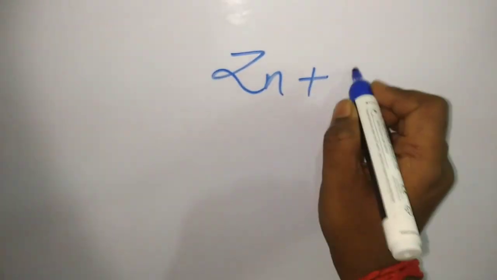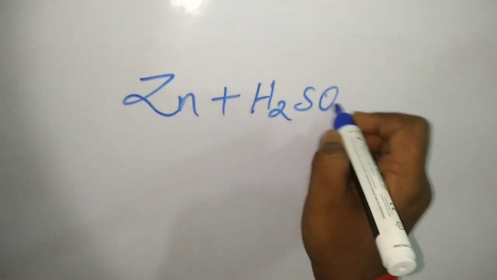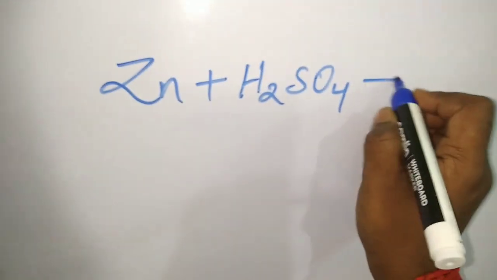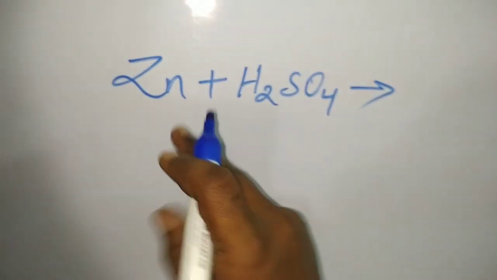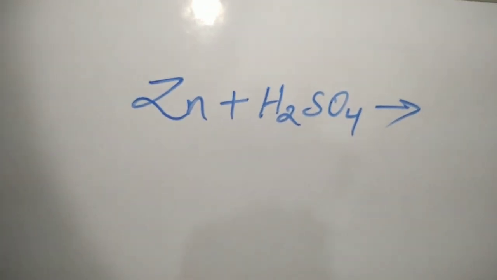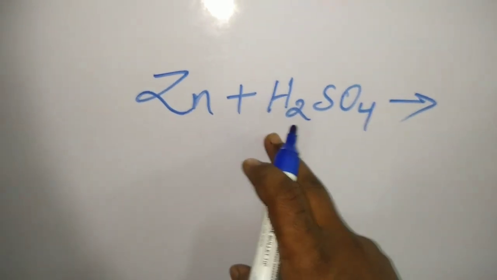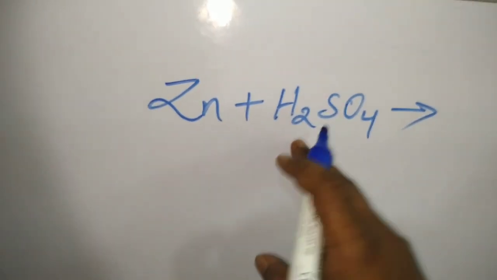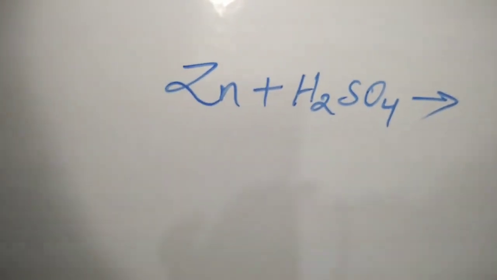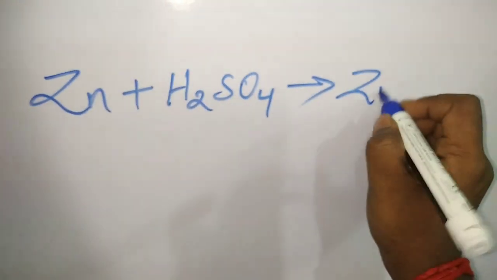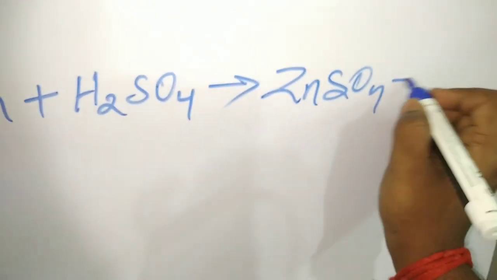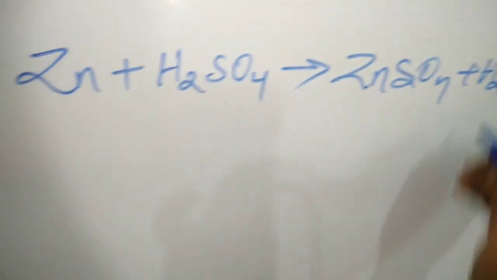See students, some examples. See, zinc can replace hydrogen. Why? Because zinc is placed above hydrogen, so it will form ZnSO4 and hydrogen.